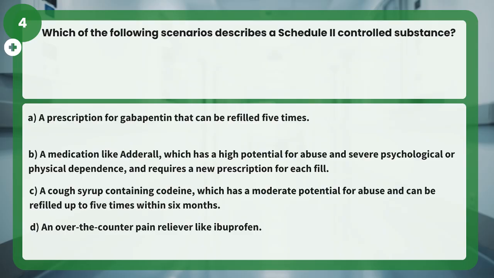Question 4. Which of the following scenarios describes a Schedule II controlled substance? A. A prescription for gabapentin that can be refilled 5 times. B. A medication like Adderall, which has a high potential for abuse and severe psychological or physical dependence, and requires a new prescription for each fill. C. A cough syrup containing codeine, which has a moderate potential for abuse and can be refilled up to 5 times within 6 months. D. An over-the-counter pain reliever like ibuprofen.